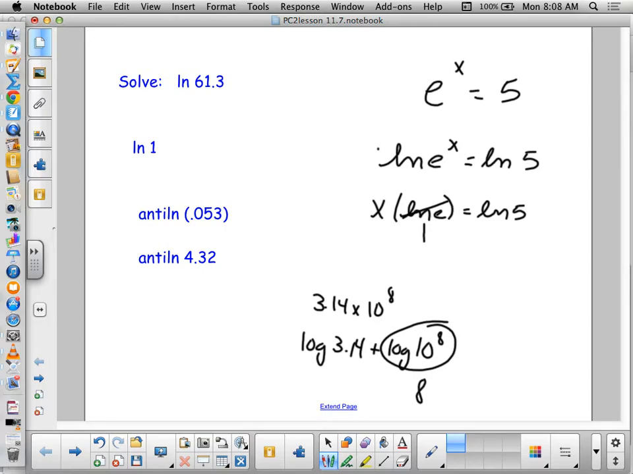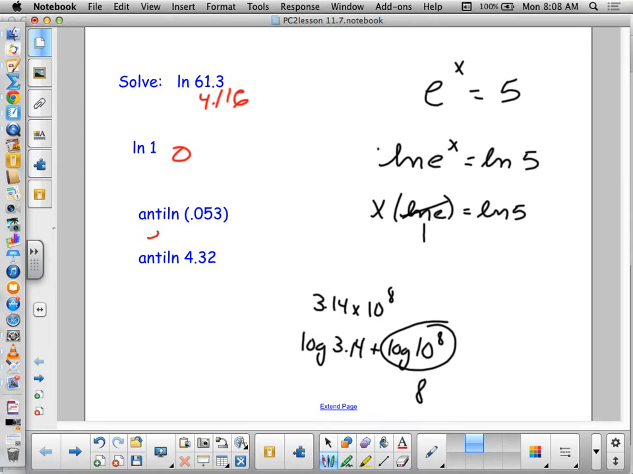So if I'm solving natural logs, a lot of this is going to be really simple. Find the natural log of 61.3, the natural log of 1. That's just punching numbers in your calculator, right? Getting on my calculator, ln 61.3. Try again. 4.11. Ln of 1, punch in my calculator, ln of 1 is 0.